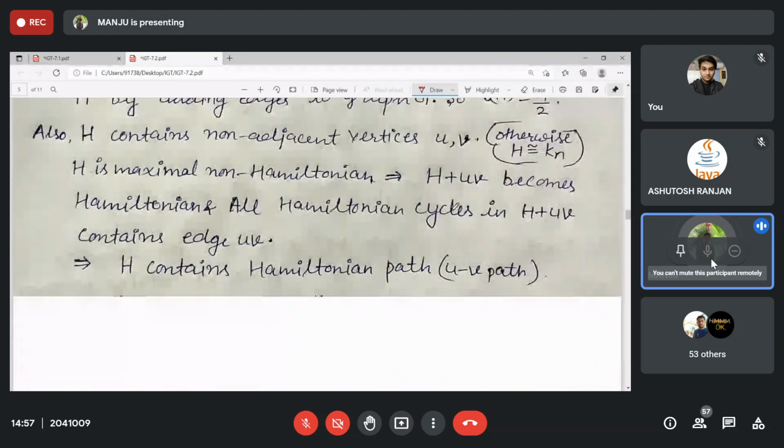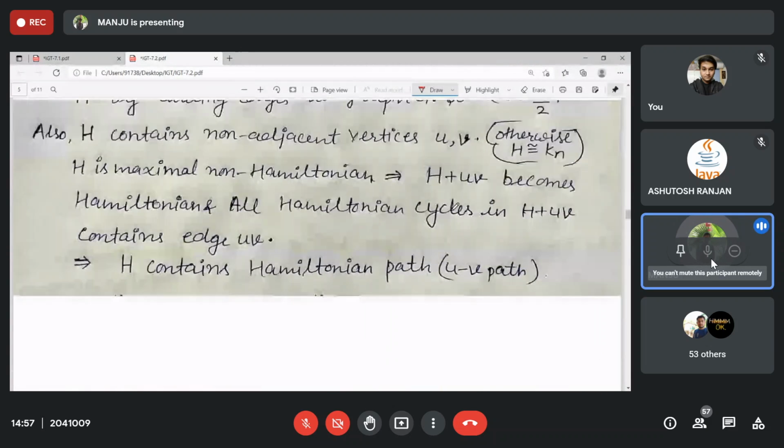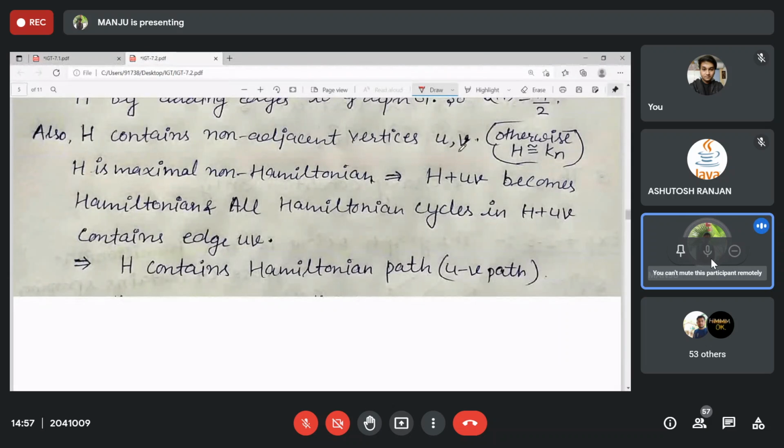You proved it by using a maximal non-Hamiltonian graph. A maximal non-Hamiltonian graph contains at least 2 non-adjacent vertices. Then we have taken H plus UV becomes Hamiltonian, because H was maximal, and even if we add one edge, this will become Hamiltonian. This means H was non-Hamiltonian and H plus UV becomes Hamiltonian. So every Hamiltonian cycle in H plus UV contains the edge UV. Otherwise, H would have been Hamiltonian, right? But this is not the case. So every cycle contains UV.